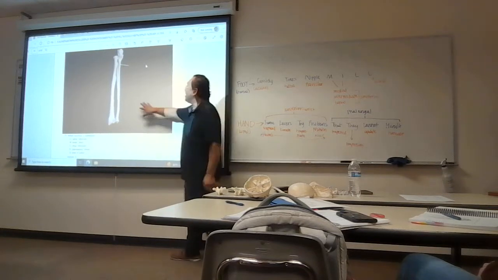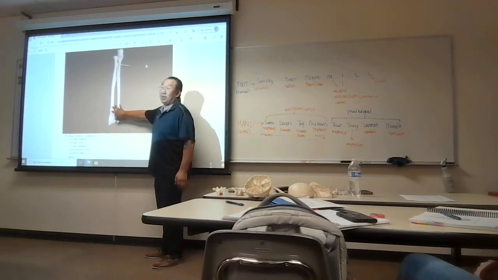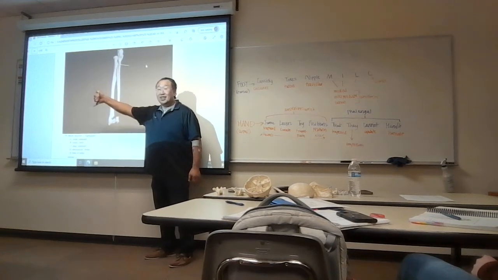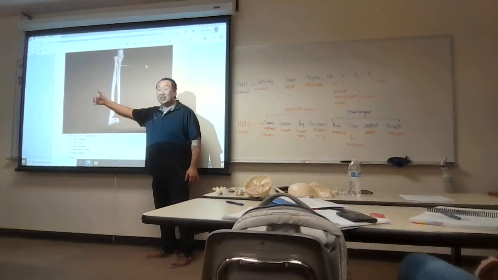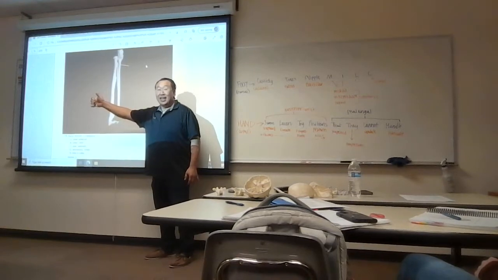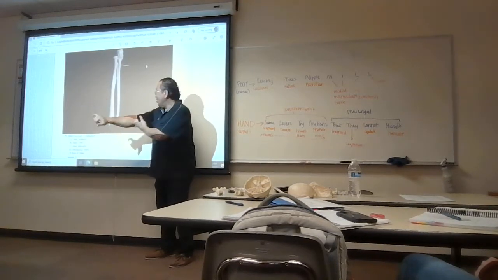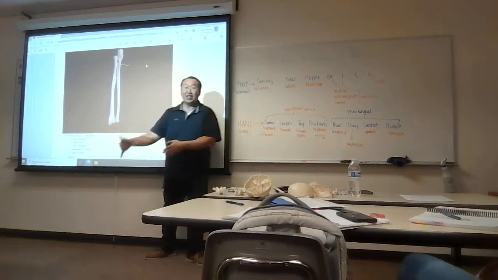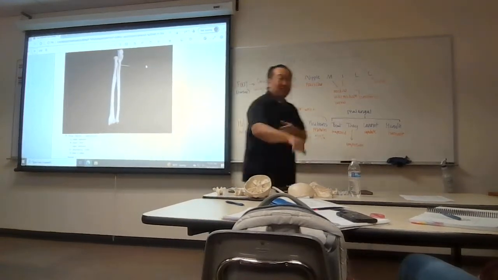And is this the leg or is this the forearm? Forearm. Because remember I told you this is the radius and this is the ulna, right? And what does the rotation? Pronation. The radius crosses over the ulna.